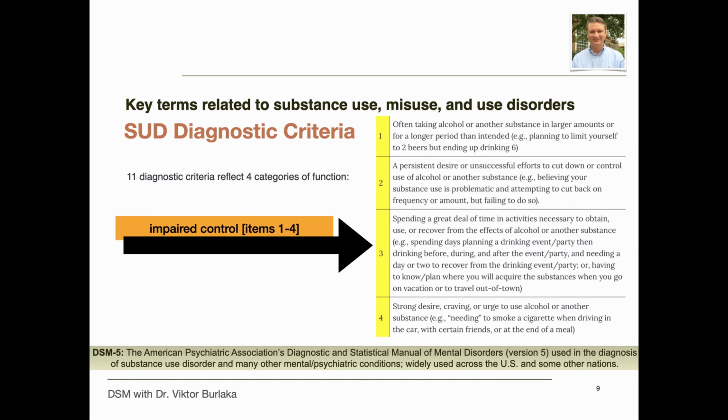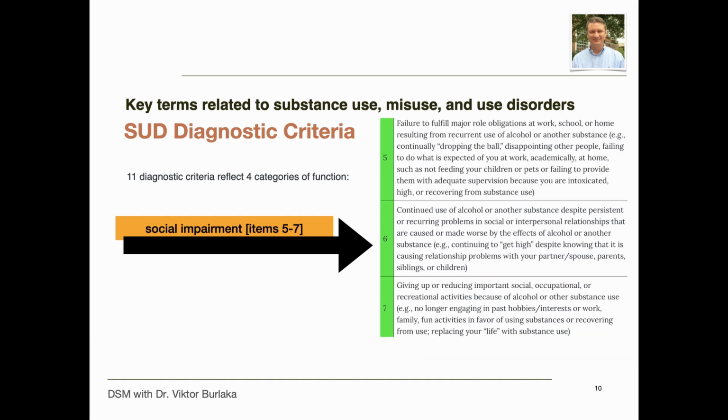DSM-5 views substance use disorder on a continuum of severity across 4 functions. The first function is impaired control, or overuse. This function includes 4 criteria: 1. Inability to control the amount and the length of use. 2. Persistent desire and inability to cut down or control the pattern of use. 3. Spending a lot of time trying to get the substance, use it, and then recover from the use. And 4. Strong desire, craving, or urge to use.